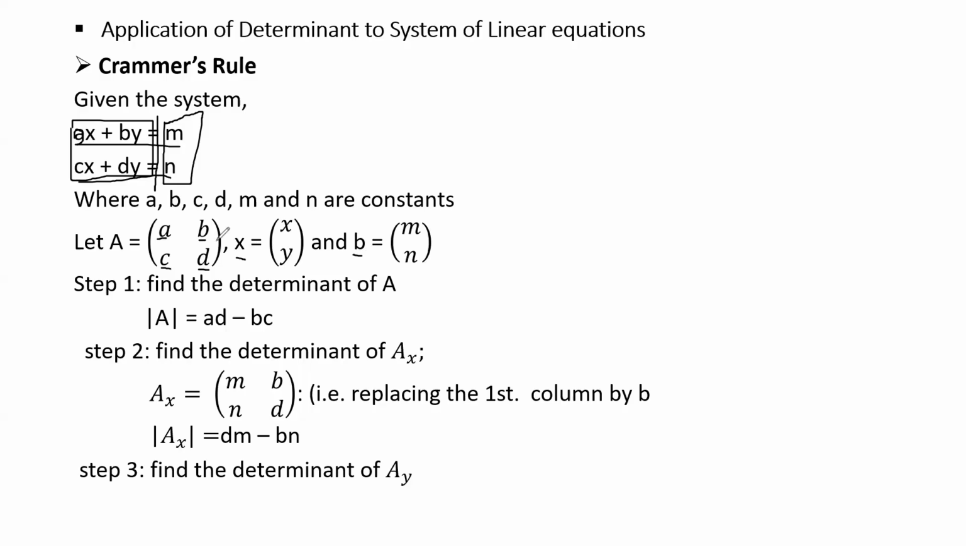One is formed by the coefficients of the equation, that is A. The other one is formed by the variables x and y to get X. And B is formed by the right-hand side, m, n. So the equation that you are getting here is the same as putting the equation in the form AX equal to B.